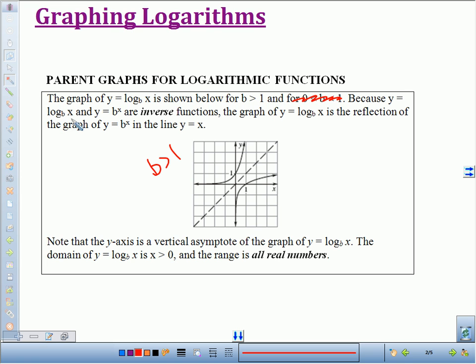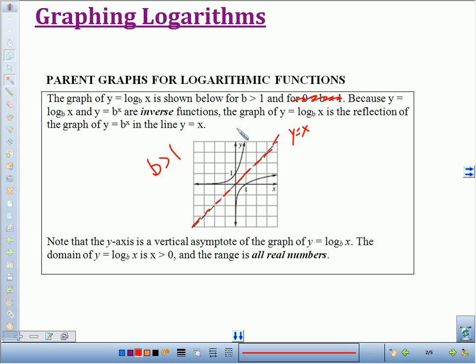Because log base b of x and y equals b to the x, the exponential function, are inverses, the logarithm graph is a reflection of the exponential graph along the line y equals x. So now let's look at what that means. Here's our line, y equals x, right? This is y equals x. And we can see this line.